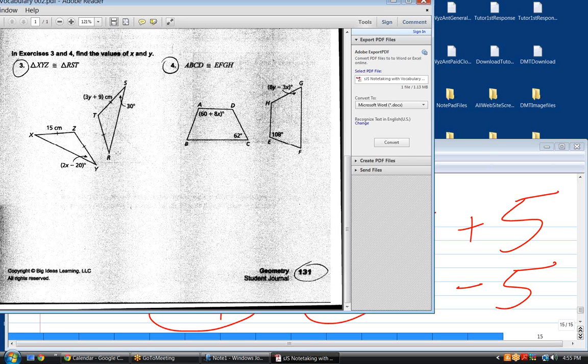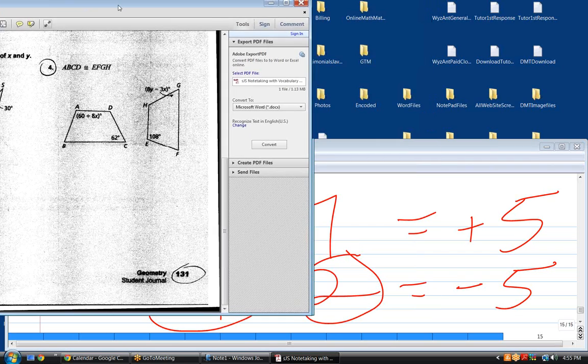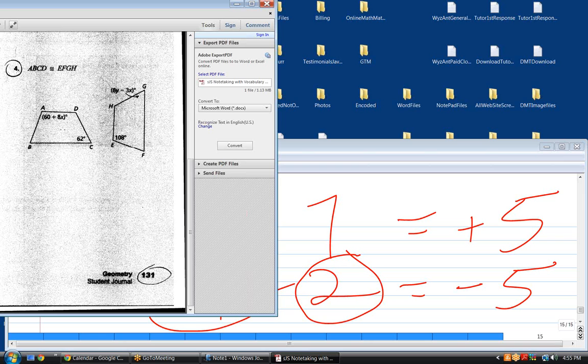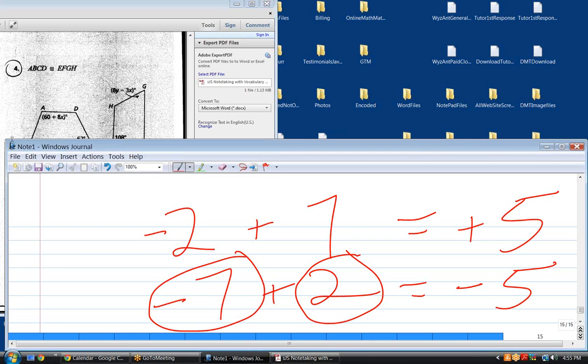All right, let's go back. We got 5 minutes. Let's do one more, number 4. So again, this quadrilateral is equal to this quadrilateral, or congruent, excuse me.